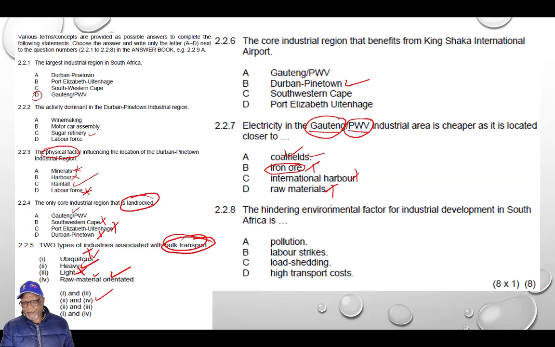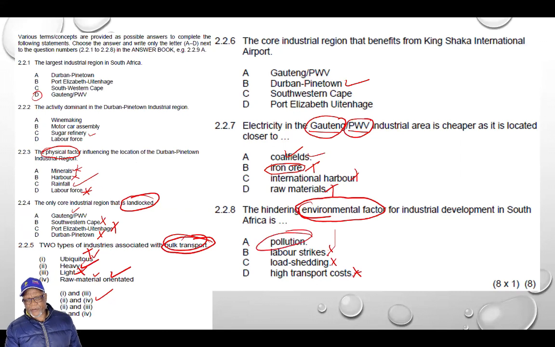The hindering environmental factor for industrial development in South Africa. Environmental. So here it must be environmental. So is it labor strikes? Labor is not environmental. Is it load shedding? Load shedding is not environmental. Is it high transport cost? It is not environmental. So the only environmental factor there is pollution, which is the correct answer.